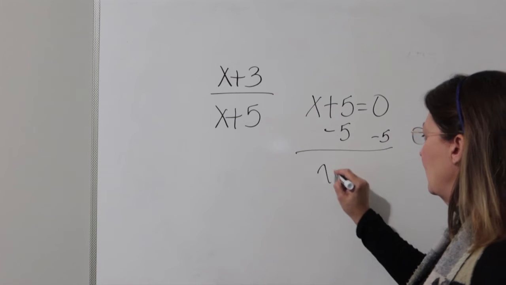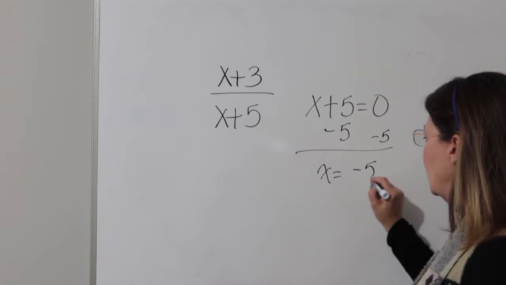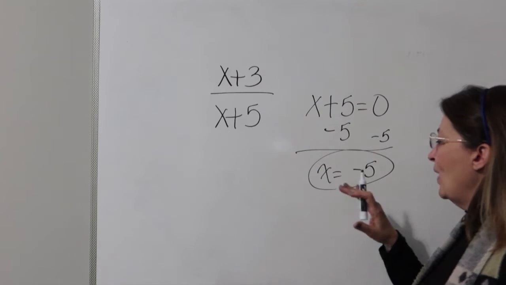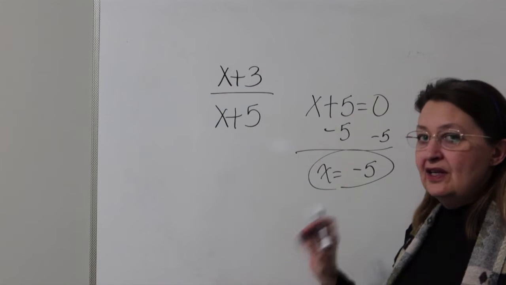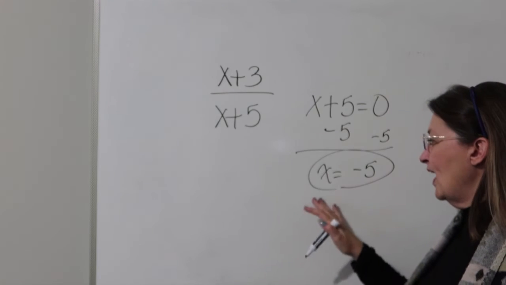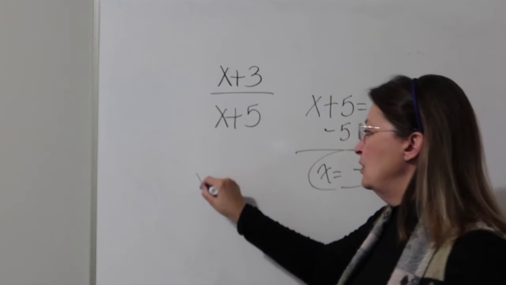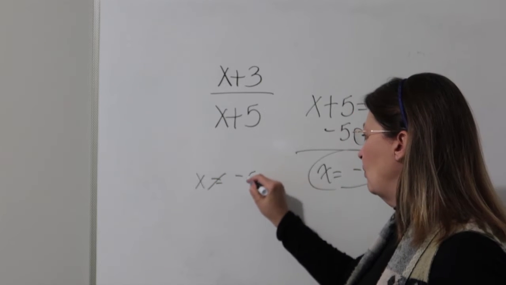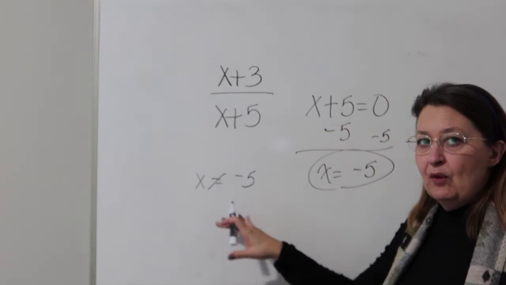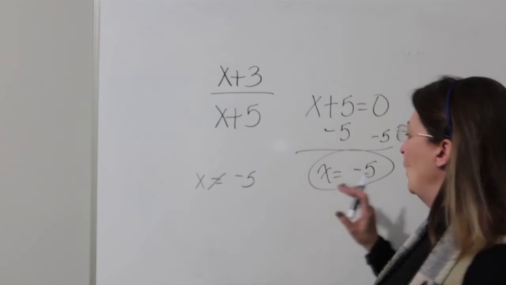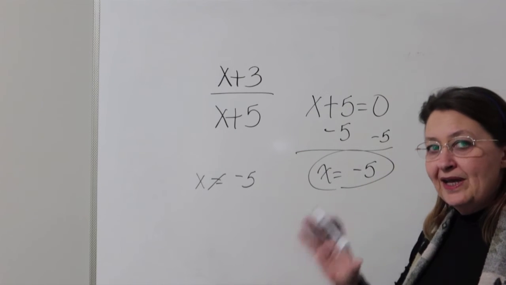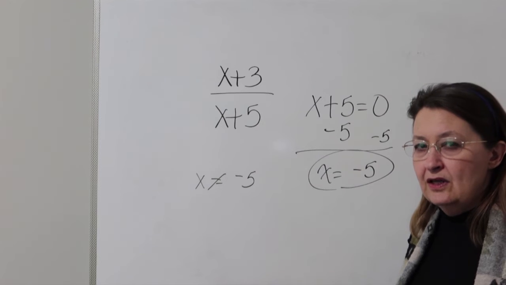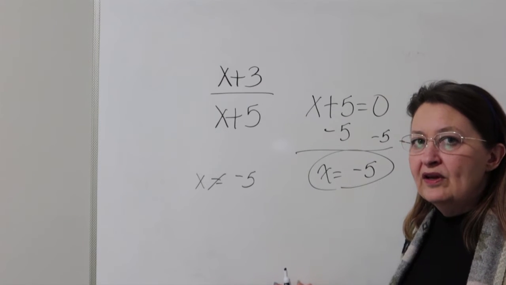Subtract 5 from each side. So x is equal to -5. So at x equal to -5, this rational expression is undefined. Or if you're asked to limit the domain, you could say x cannot be equal to -5. That would limit the domain. Where it is undefined is at x equals -5. So pay attention to what the question is asking you. Okay, let's look at one more example.